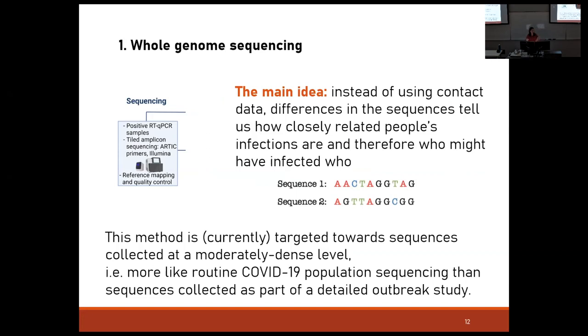So we can track these patterns of variation in different sequences in a cluster to see the more likely transmission pairs. And as I said, this method is currently targeted at this intermediate, moderately dense level of sampling, something more like routine COVID-19 sequencing than doing a detailed outbreak study where we follow up with every single person. That's not to say that the method wouldn't work if we do have detailed data, but more that we also want it to work when we don't.